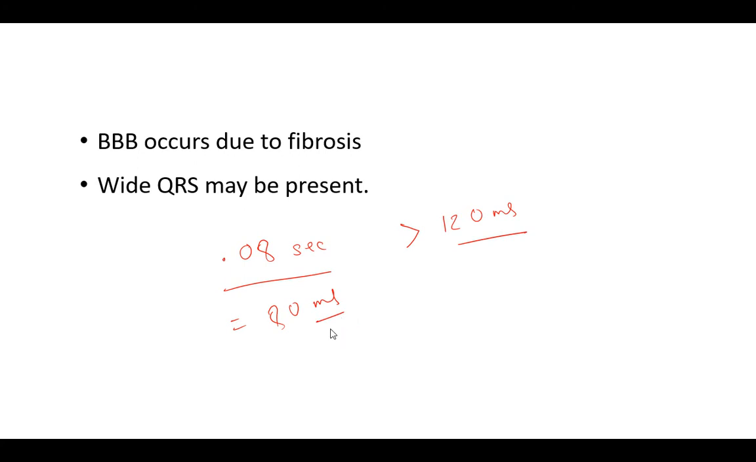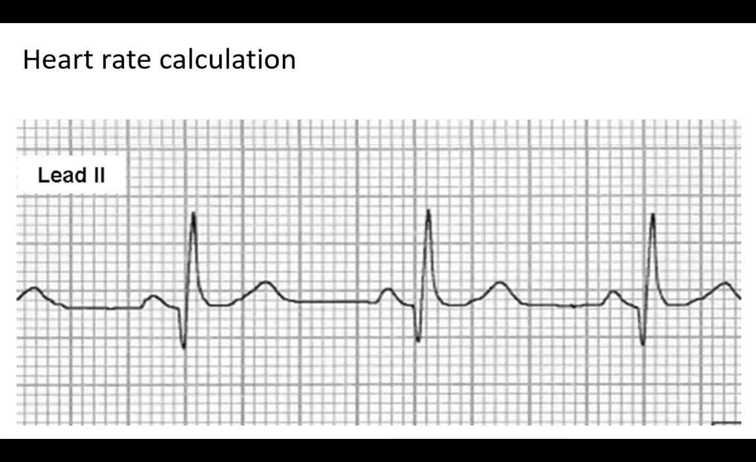How can we calculate heart rate? So for heart rate calculation, you have to use a very simple formula. As the ECG strip is moving at a speed of 25 mm per second, so we have to divide 1500 by the number of small squares. Okay. So ECG strip is moving at a speed of 25 mm per second. So in a minute it will move 25 into 60 is equal to 1500 millimeter.